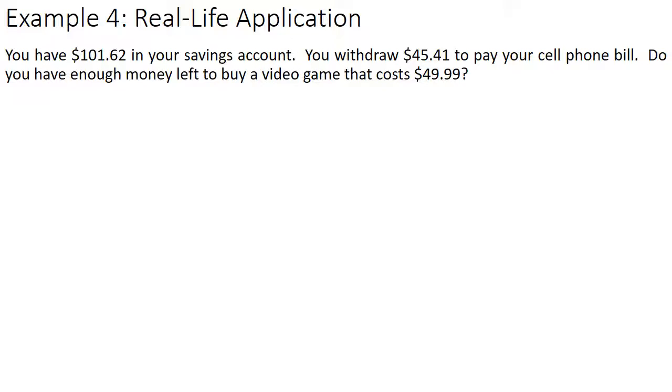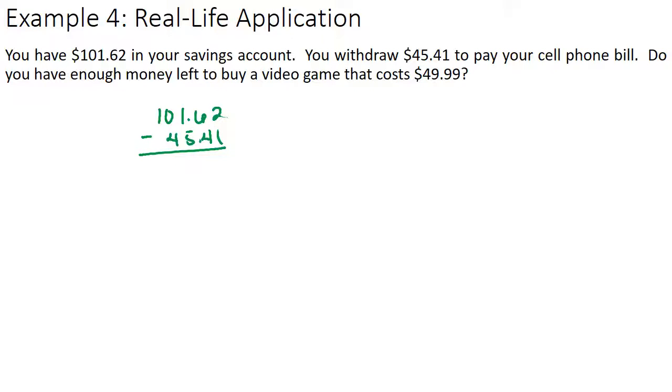So our next real-life application here is we have $101.62 in our savings account. If we withdraw $45.41 to pay our cell phone bill, will we have enough money left to buy a video game that costs $49.99? So what we need to do is we need to take this $101.62 and we are going to subtract that $45.41 in order to figure out how much left we have in our account.